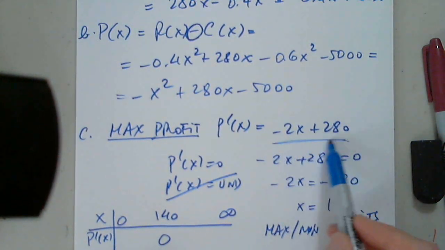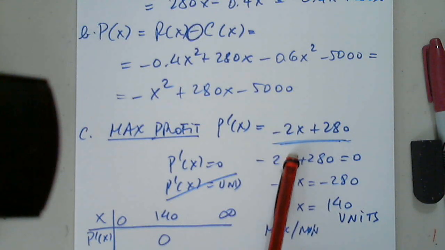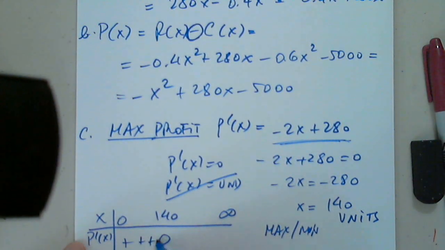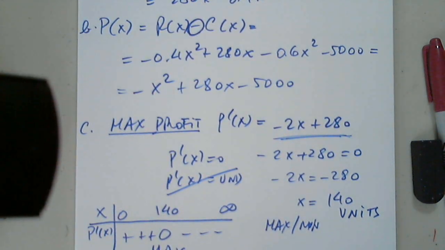So in the derivative, plug in 0 and plug in 200. I just need the sign. Is that going to be positive? When we plug in 0, it's going to be positive. Very good. And when we plug in 200, it's going to be negative. Good. So what does this specifically tell us? This or this? So it's a max. Very good. It is a max.